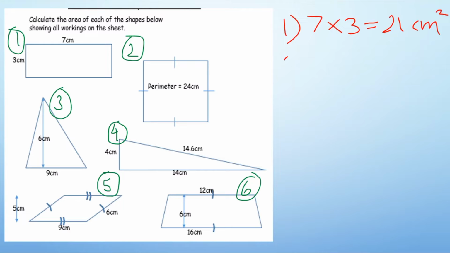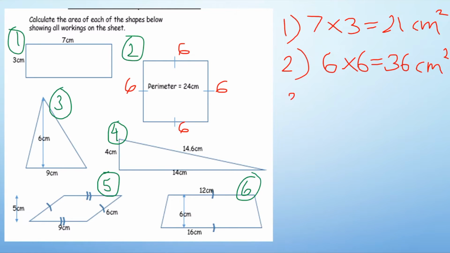Alright, for the second one we have an equilateral square and the perimeter of it is 24 centimeters. Using the perimeter we can find the side length of the square. How? We can just do division. 24 divided by 4 will give us 6. That means each of the sides will be 6 centimeters. This will be 6, this will be 6, this will be 6, and this will also be 6. Now we can easily find the area of the square. 6 into 6 is equal to 36 centimeters squared.